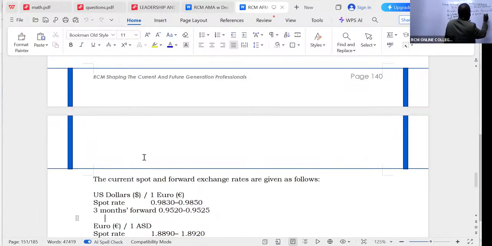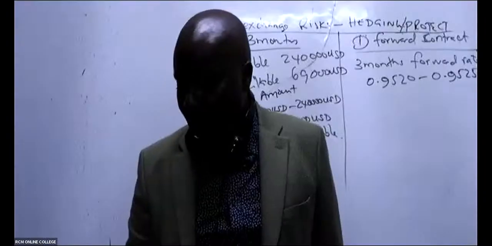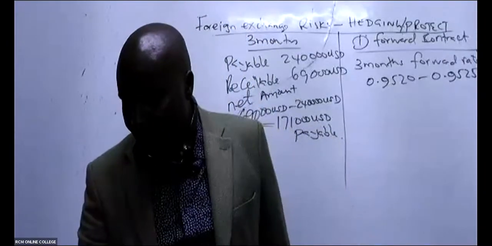0.9525. If you look on top there, it is US dollar per who? Per euro. If you look on top there, you're able to see that currency. US dollar per euro.